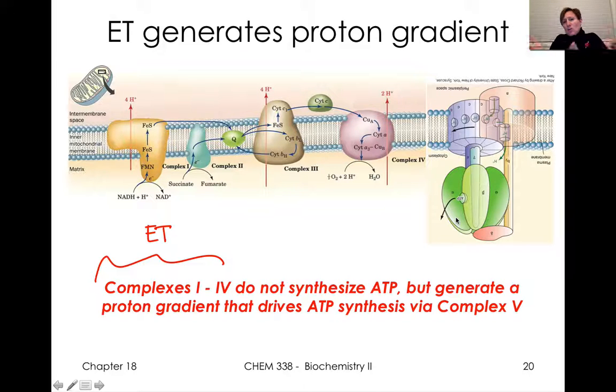So again, that's all we'll get to in terms of the details of electron transport. We'll begin to understand the details of these complexes in the next couple of lectures. And that's it for an introduction to the electron transport chain and oxidative phosphorylation.